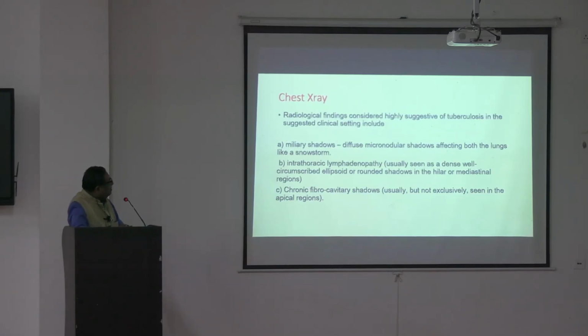Then chest X-ray, another indirect evidence, not microbiological, but indirect evidence. Like if you can see miliary TB, you will get miliary micronodular shadows, intrathoracic lymphadenopathy, I told you already. Then there is a cavity. Cavity we usually don't see in very young children, but in an 8-9 year old boy, you may get a cavity.